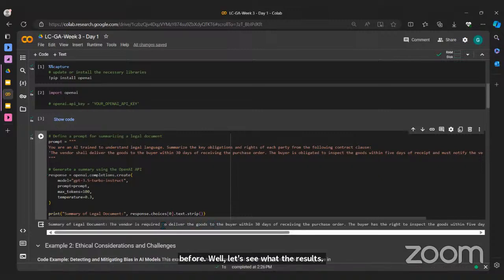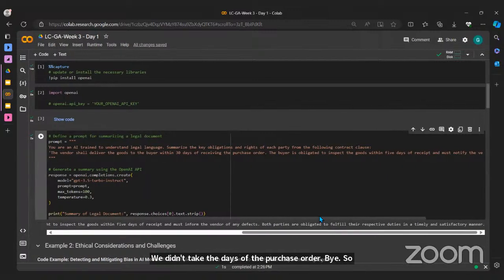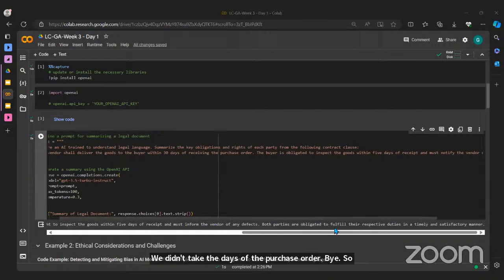The summary of the legal document: The vendor is required to deliver the goods to the buyer within 30 days of receiving the purchase order. The buyer has the right to inspect. So both parties, hold on, let me clear my screen. Both parties are obligated to fulfill their respective duties in a timely and satisfactory manner. So this is just the summary it has been able to draw from this clause. It's short and simple.